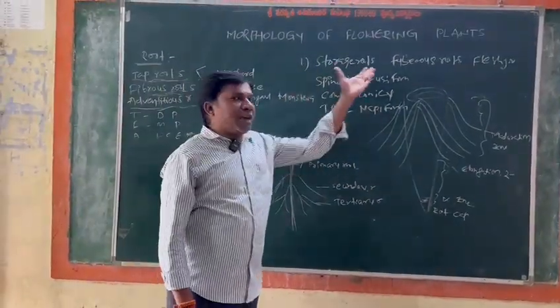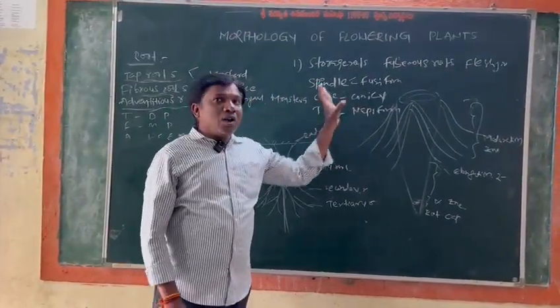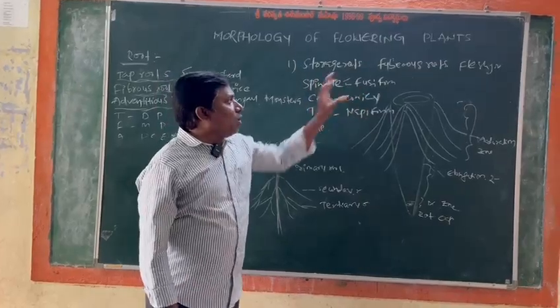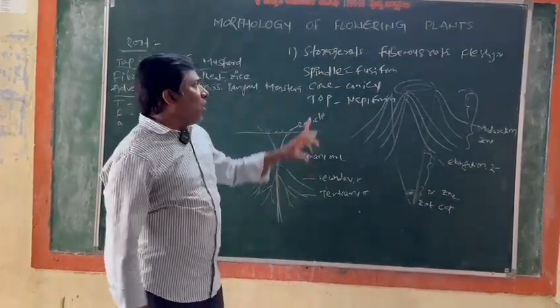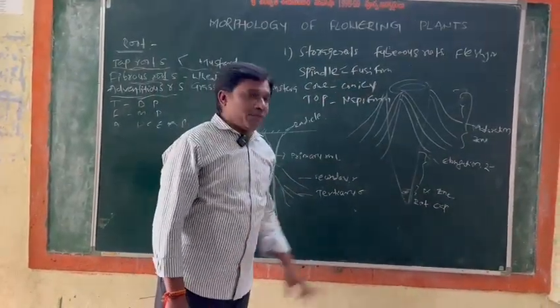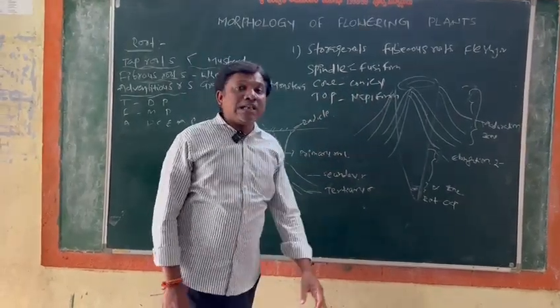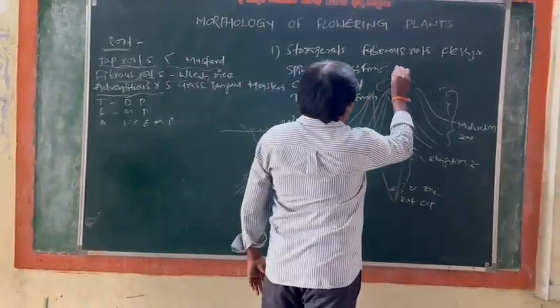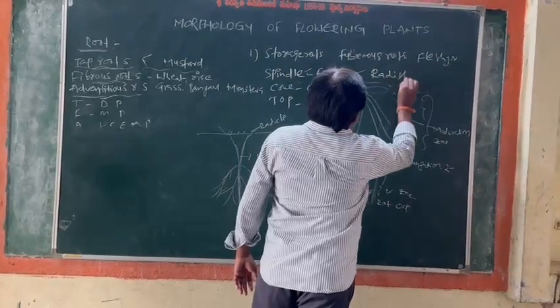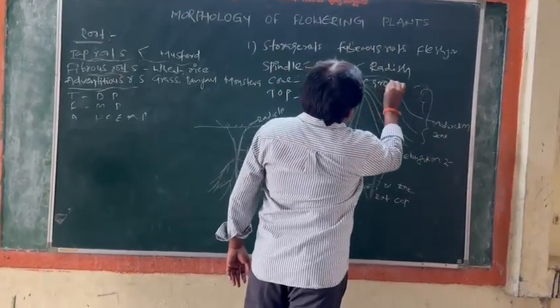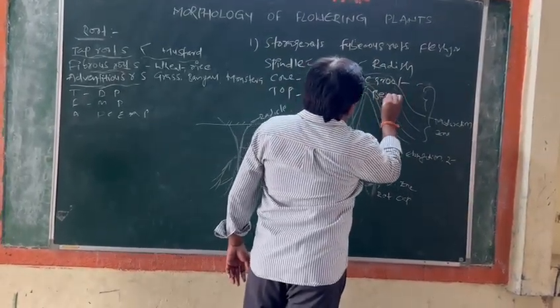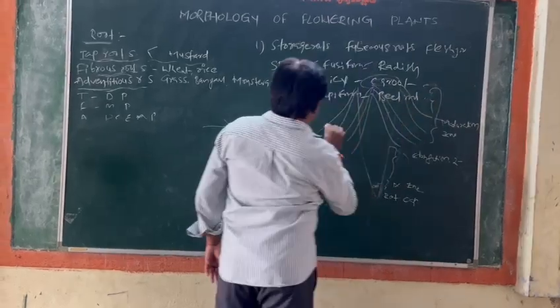Which shapes are there? Spindle shape, cone shape, top shape. Spindle shape is also known as fusiform. Cone shape is also known as conical shape. Top shape is also known as napiform. Spindle shape example is radish. Cone shape example is carrot. Top shape example is beetroot.